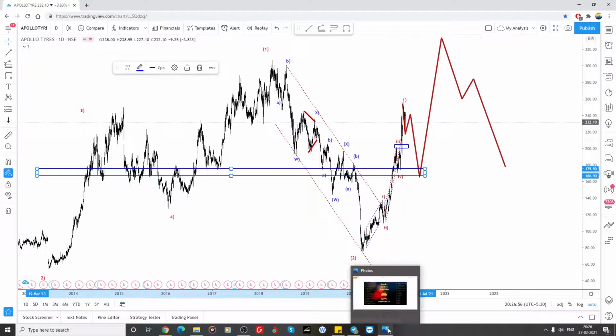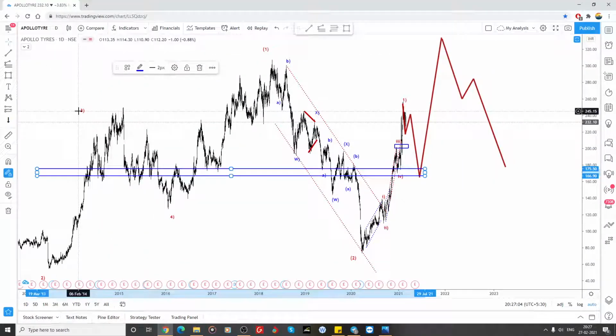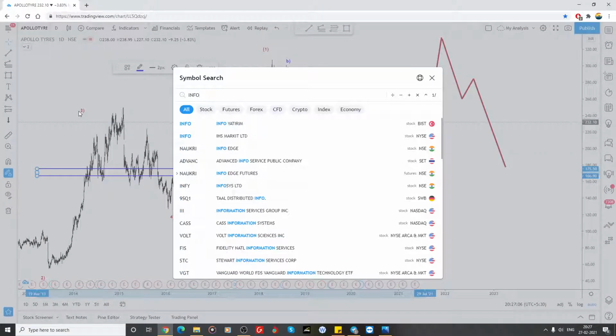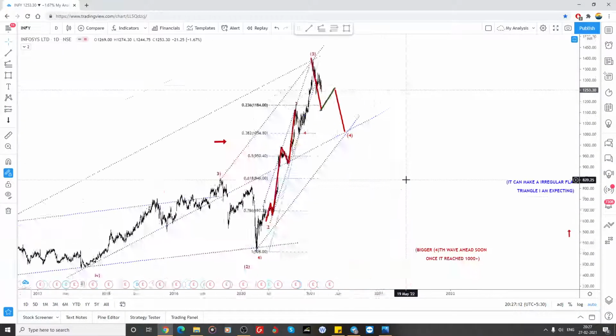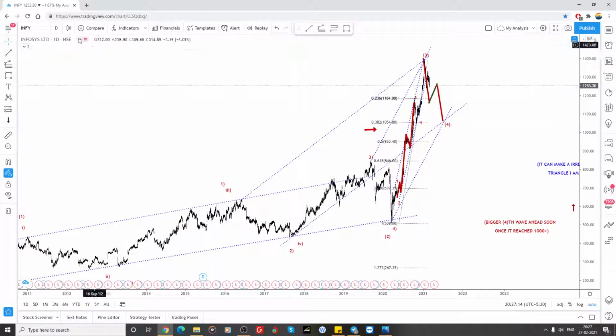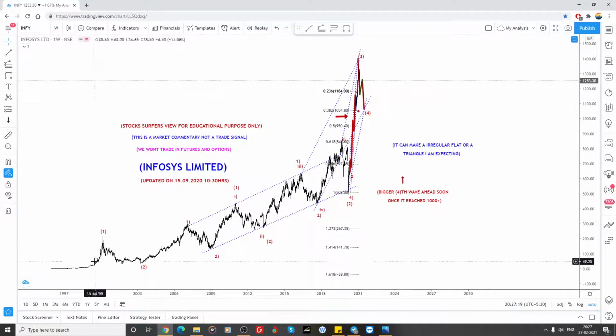So next, yeah, we are moving on to Infosys. See, Infosys, here I took it as 1 2, again 1 2, again 1 2 3 4 5. So this is a 2, this is a 3, and this is a fourth, and the fifth wave already ended, and this is the 1, this is a 2, 3.